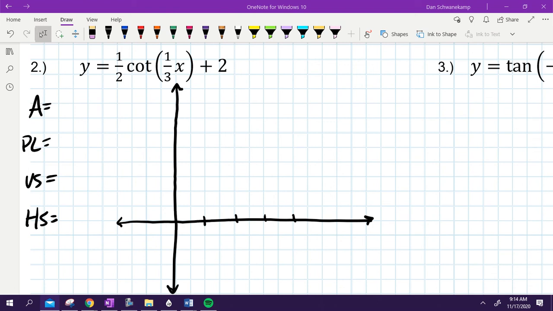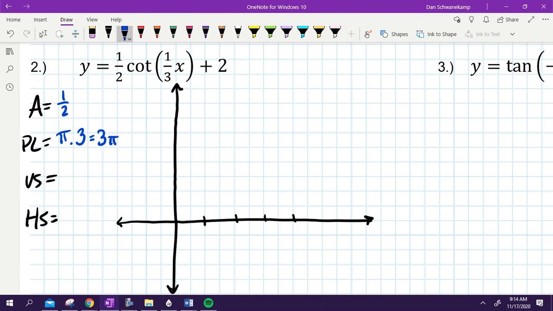Here we go. Amplitude. Matthew, what's my amplitude going to be? 1/2. What about period length? Matthew, what am I going to start with? We're going to start with pi. That's our base period length. And then what do you got to do with it? Multiply by the reciprocal. So multiply by 3. My period length is 3 pi.